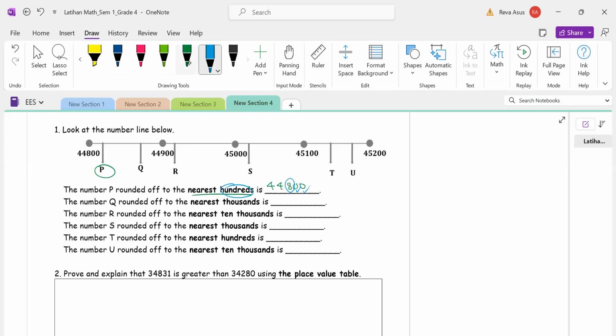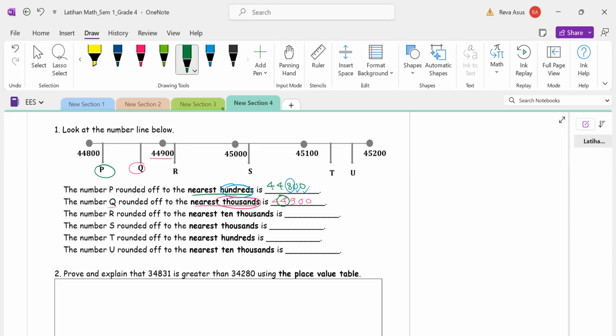For next, we have the number Q. Rounded off to the nearest thousands is Q. Q is closer to 44,900. It needs to be rounded off to the nearest thousands. The thousand here is exactly the 4 that I circle here. Should the 4 be rounded up or not? Let's look at the hundreds. The hundreds here is 9, which is more than 5, so we need to round it up.